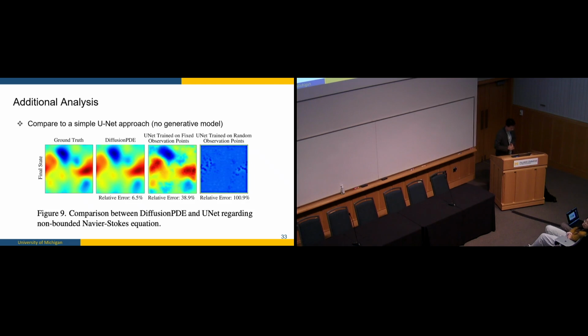And then we also compared against an easy baseline, which is just training a UNet, as I suggested earlier in the presentation, that goes from the initial state to the final state. If you don't use diffusion PDE and rather use just a simple UNet, it doesn't perform as well.